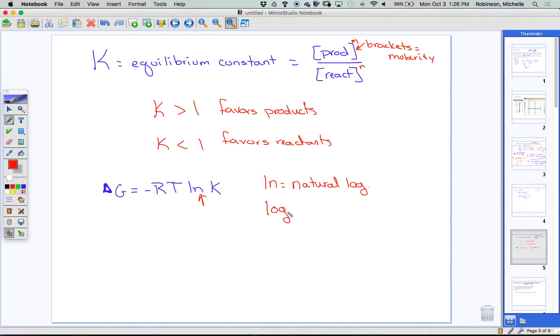What is the difference between natural log and log, though? Do you remember that? One is organic. What is organic? One is sold at Whole Foods. It's natural, because it's natural.